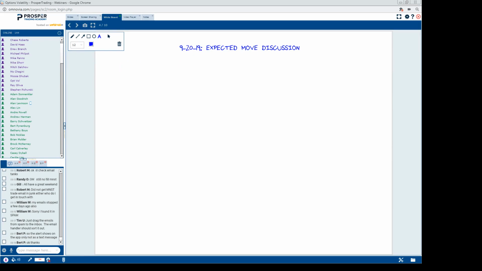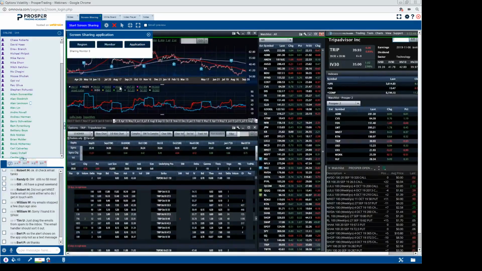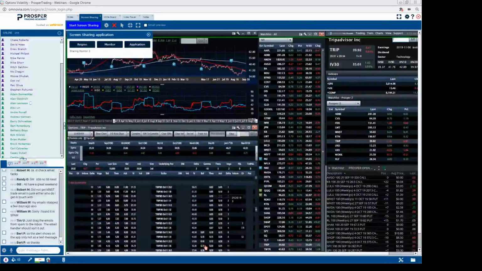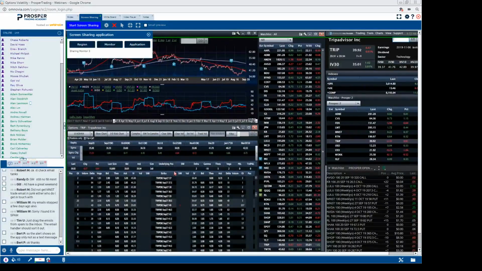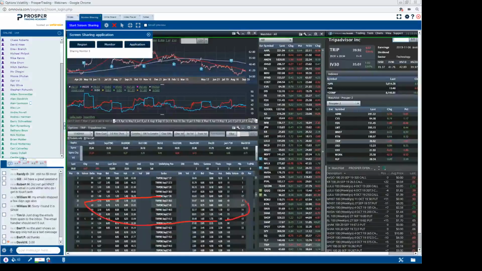Okay, so first, what we need to do is figure out why we're looking at a straddle, the at-the-money straddle, to calculate what the expected move might be. Okay, why do we do that? So for instance in TRIP, let's say we want to see what the expected move is to next week. Why are we focused in on the at-the-money straddle?